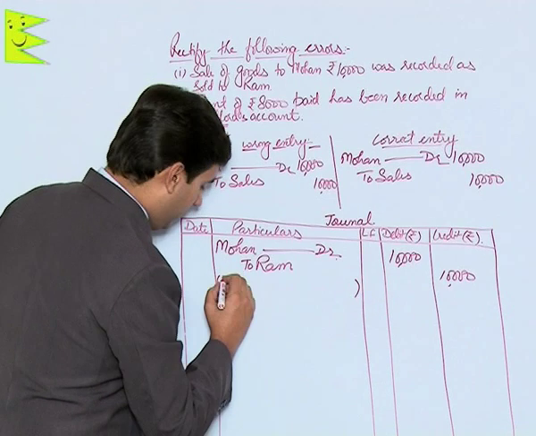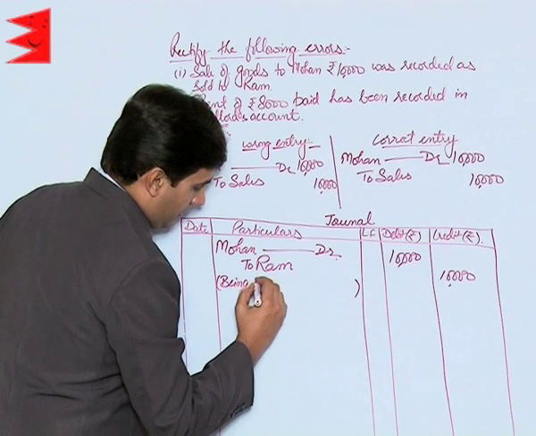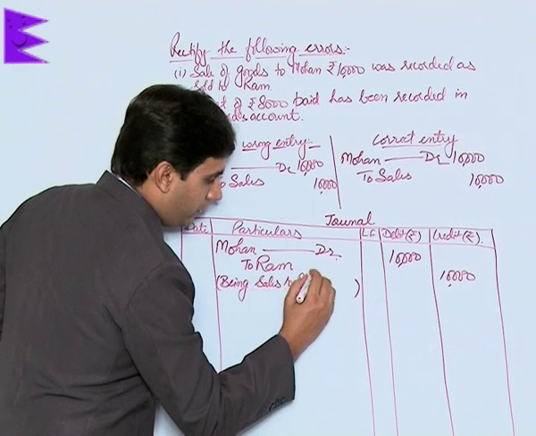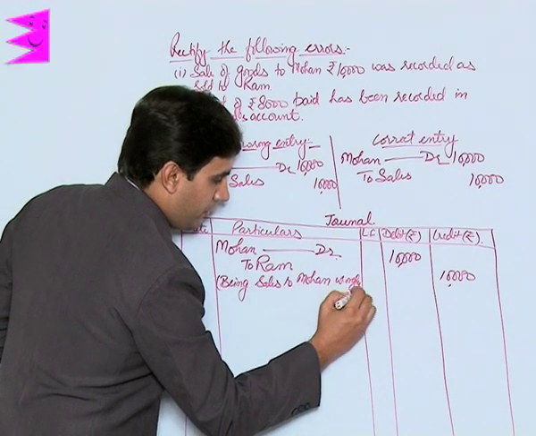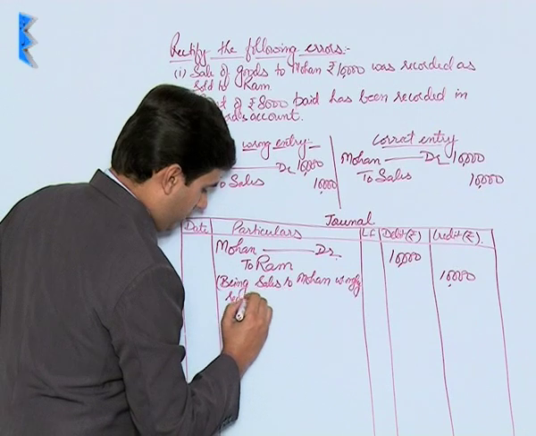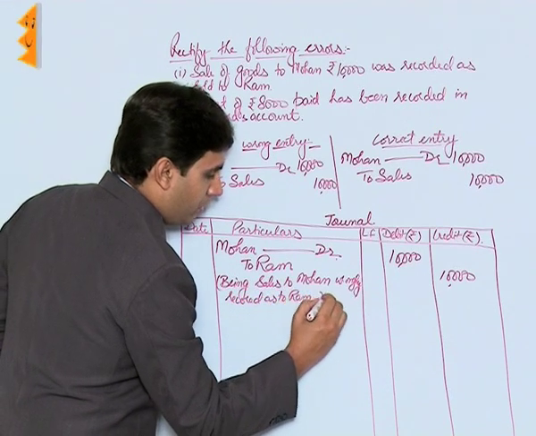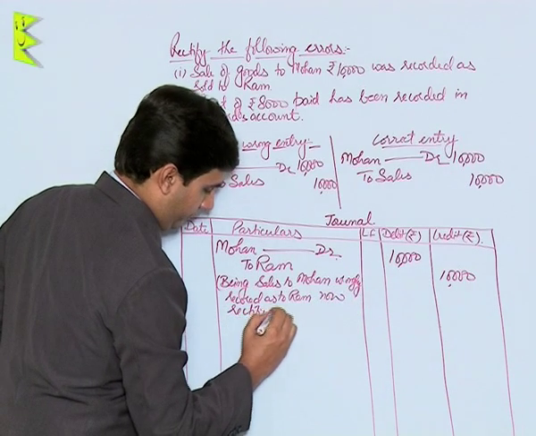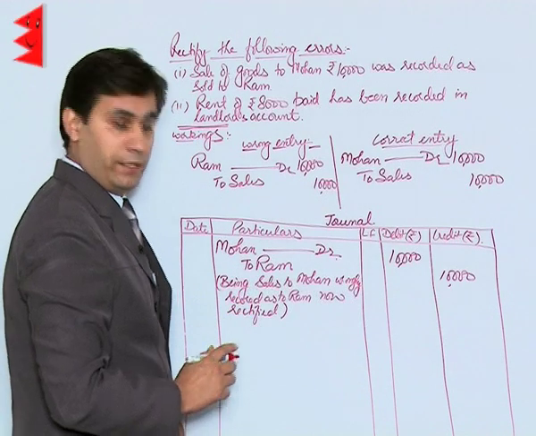The narration would be: being sales to Mohan wrongly recorded as to Ram, now rectified. You must mention now rectified so as to show that this is a rectification entry.